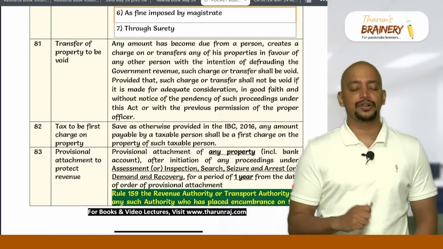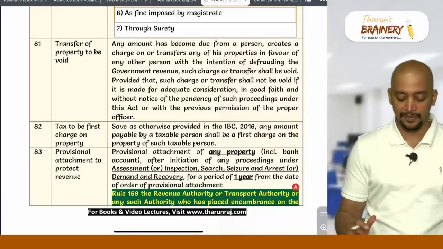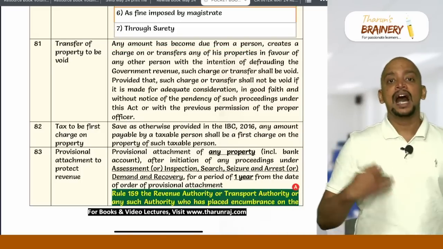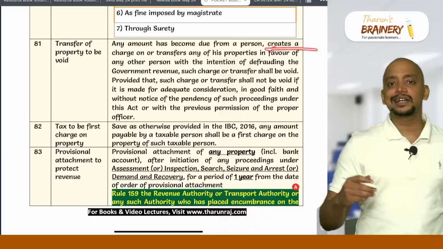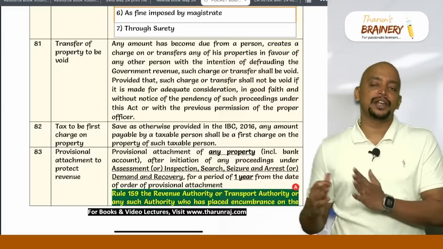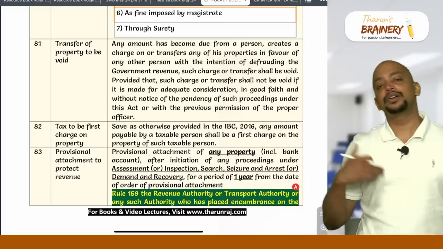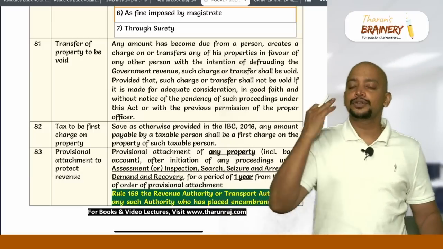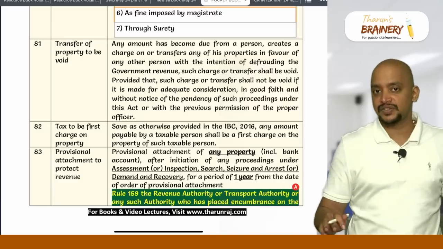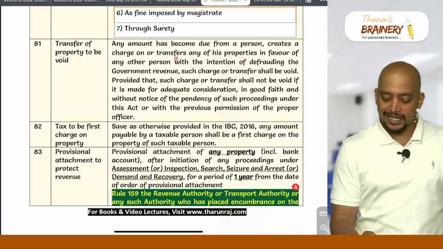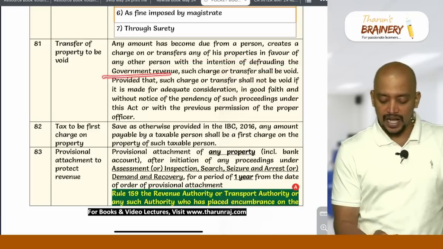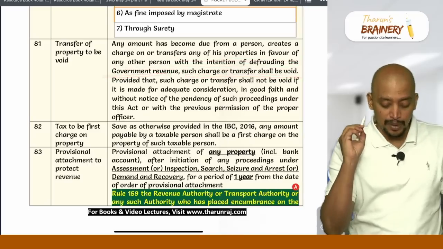Then Section 81. Section 81 talks about transfer of property to be void in some cases. Any amount has become due from a person, that is, an order has been passed. After the order has been passed, he creates a charge or transfers the property. So he tries to mortgage the property, pledge the property, or transfer that property to some other person. So that mortgage, pledge or transfer will be void, and will not be considered valid in favor of any other person, with the intention of defrauding the government revenue. Such charge or transfer shall be void.